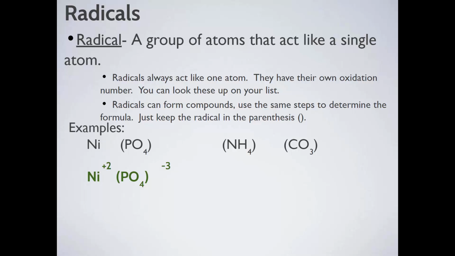And now I do the same thing. I crisscross them. So the 3 comes down here with the nickel. The 2 goes after the parentheses. And that's my compound. Ni3(PO4)2. Why don't you guys do this one? You just gotta look on the chart. So go ahead and do this one on the right.